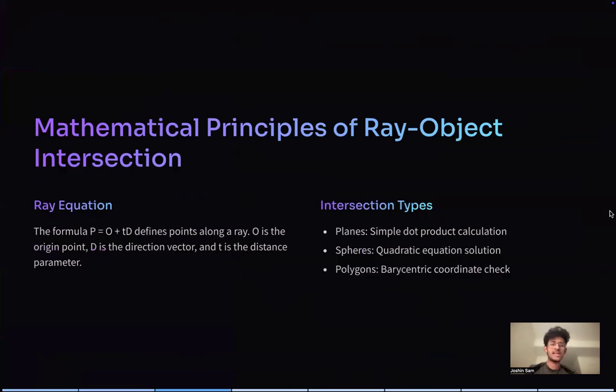The mathematical principle behind this is pretty simple when you think about it, because the formula that is used is basically just a line: P equals O plus TD, where O is the origin point, T is the distance parameter, and D is the direction vector. There are three types of intersection detected by raycasting: a plane, which uses a simple dot product, a sphere, which is calculated by a quadratic equation, and polygons.